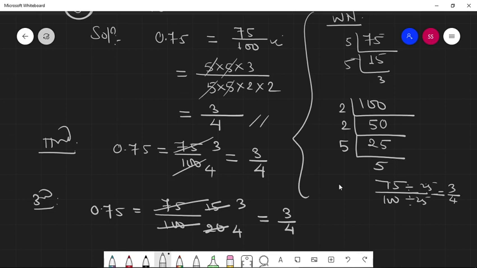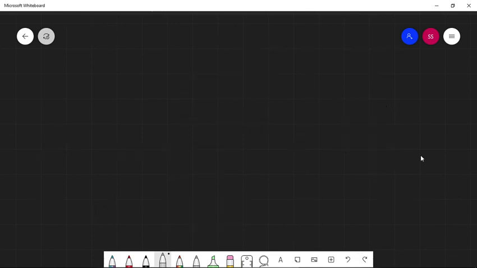So by these three methods, method one, method two, method three, you can convert the given question, 0.75, into the simplest form. Now let's move to the next question. Maybe this is a 4 number question, 0.001. Suppose we have been given this.